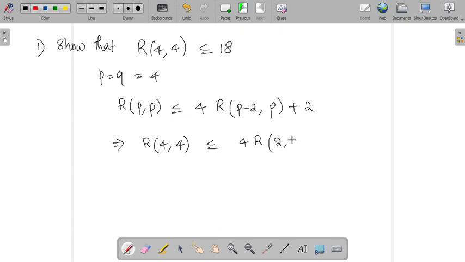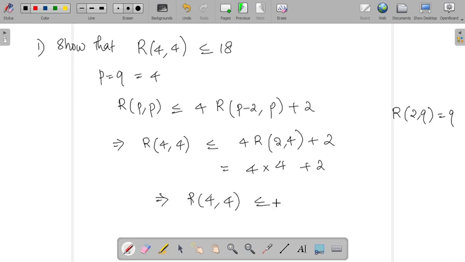taking that, it will be 2, sorry, 2, 4, plus 2. So this will be equal to 4. The R of 2, Q is equal to Q. So this is equal to 4 times 4 plus 2. So that implies R of 4, 4 will be less than or equal to 18. So that is the required inequality.